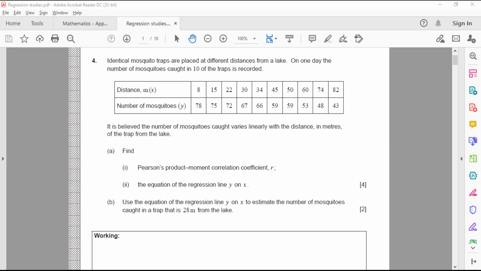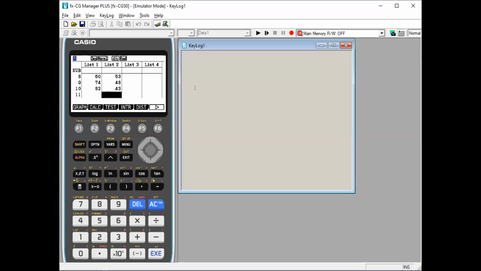Sir, I can't see your calculator. One minute, one minute. Okay, right now I'm showing you my Casio. Okay, this is the data. Okay, fine. So now you have to go in calc. Yeah. You got it?